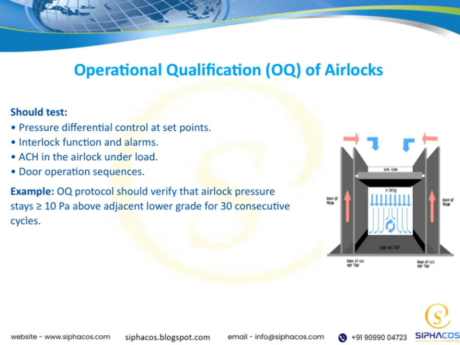To give you a practical example, the OQ protocol might specify checking that the airlock pressure stays at least 10 Pa above the adjacent lower-grade environment for 30 consecutive cycles. This kind of testing ensures consistent performance over time. All these points tie back to our overall goal, ensuring the airlock functions reliably and maintains the required environment, which is crucial for the integrity of the entire system.